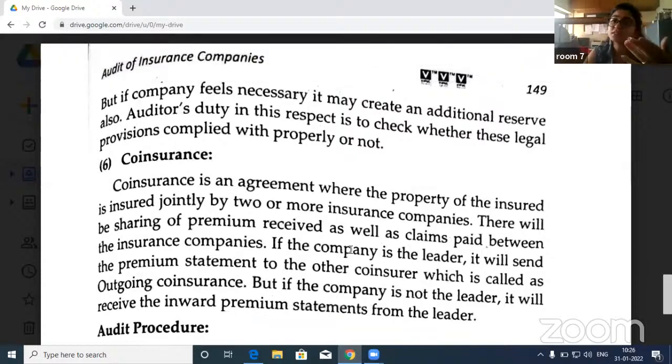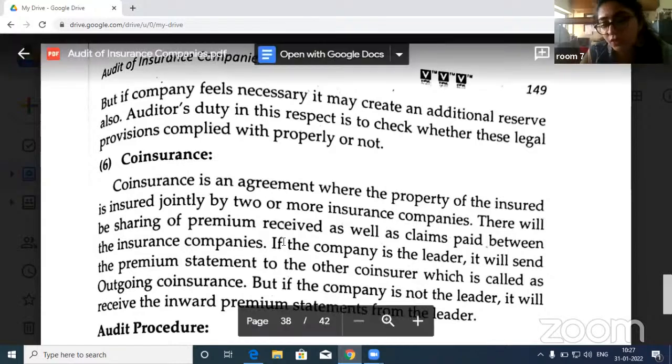What happens here? The customer is taking two companies. In reinsurance, the customer is taking one insurance company only, choosing one company, but that one company takes the help of another company. That is reinsurance. The company takes the help of another company. Whereas in co-insurance, I am the customer, and I am choosing two companies to take insurance of one property, half and half maybe. So suppose I have a 2 crore policy. I want one insurance company to take 1 crore, and another insurance company to take another 1 crore. So the same property has been insured by two insurance companies. That is the difference between reinsurance and co-insurance.